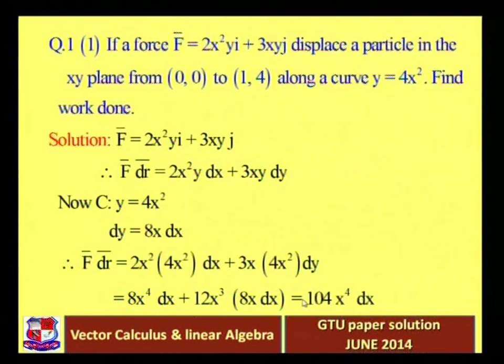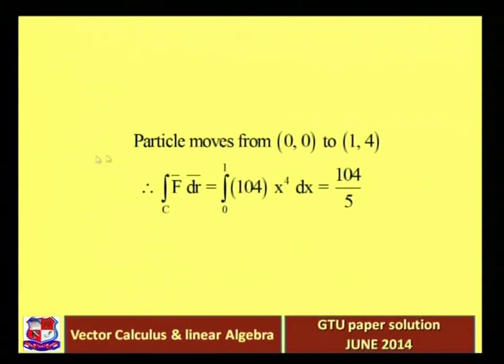Now the particle moves from (0, 0) to (1, 4), that is integration from 0 to 1, right? 104x⁴ dx, because our integration is with respect to x, so that's why our limit is of x, right? 0 to 1, 104x⁴ dx.